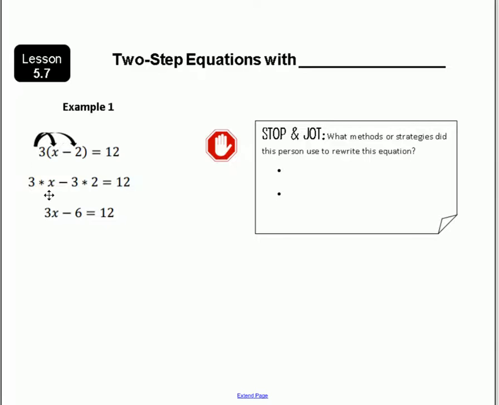So this example says 3 parentheses x minus 2 equals 12. This person drew 2 arrows, and they did 3 times x, which is 3x, 3 times negative 2, which is negative 6. So instead of writing this first step, they ended up writing this step. So take like 10 seconds, stop and jot. What methods or strategies did this person use to rewrite the equation? I'll give you like 10 seconds.